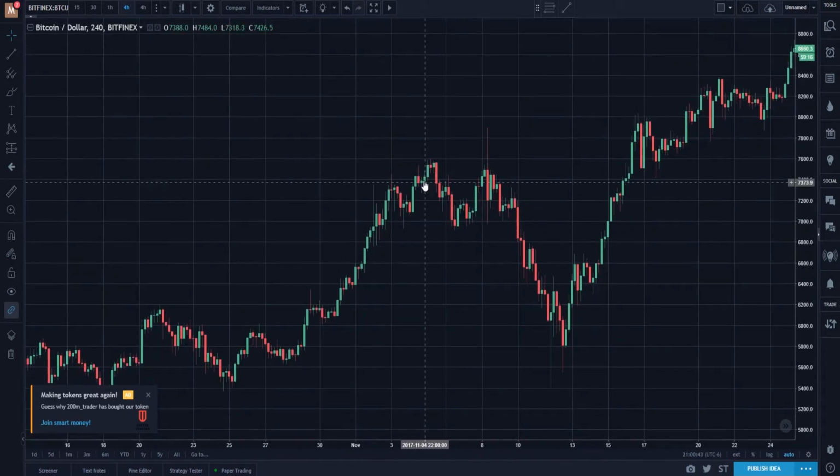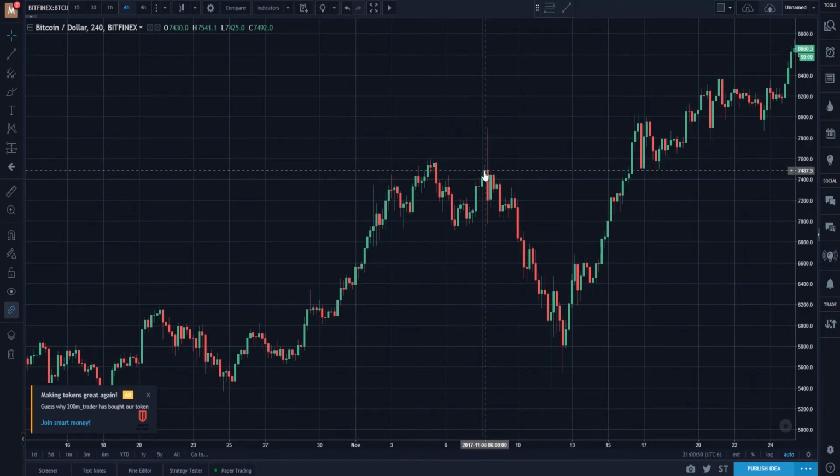Personally, I'd place resistance around this area here, so around the 7,600 to like the 7,400 range. This is where I'd place my resistance because it's hit it once and it almost hits it again. Well, it kind of pushes past it, but we'll ignore that for now. And it kind of hits it again. So I'd identify that as resistance right here.